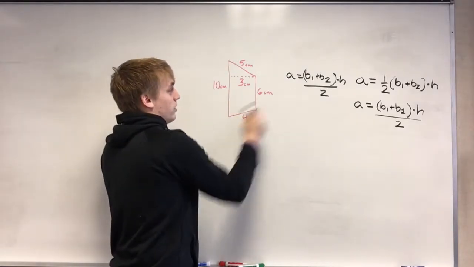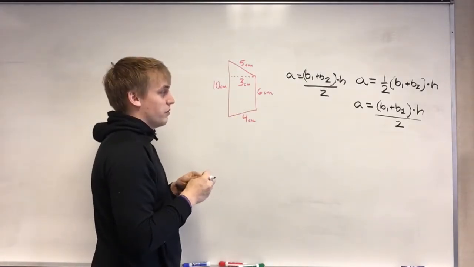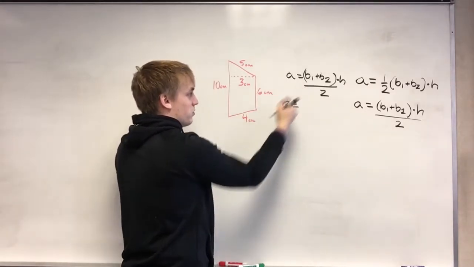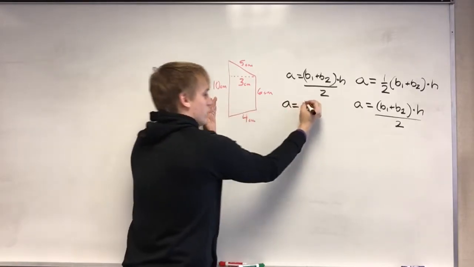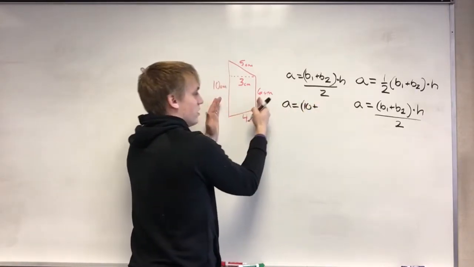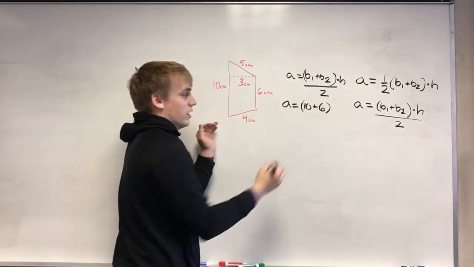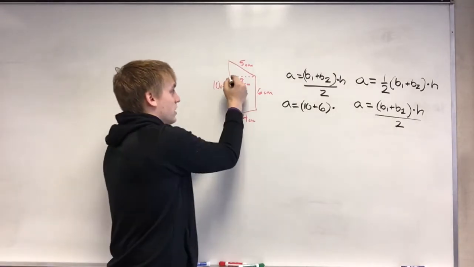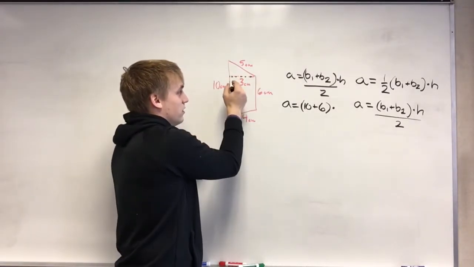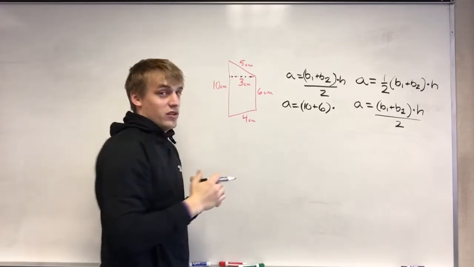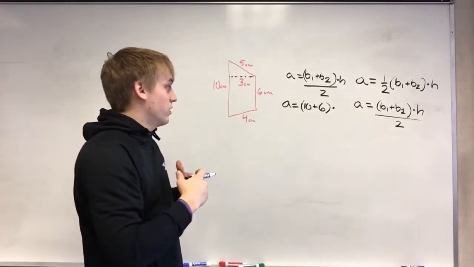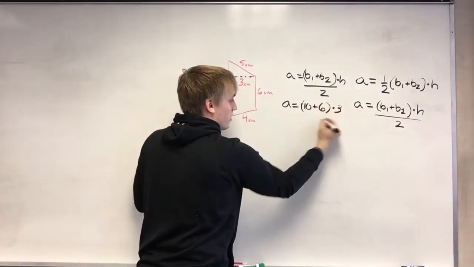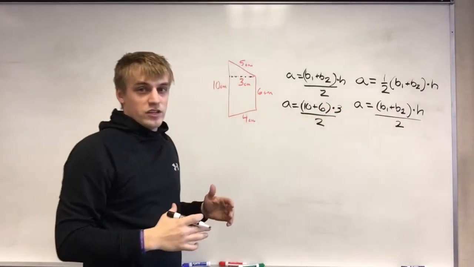So if I'm going to start this, I don't know the area, so A equals base 1. I'm going to pick one of the parallel lines. I'm going to say that this is 10, plus the other parallel line, which is 6. The height is what connects the parallel lines. In this case it's going to be this dotted line, because the height goes from base 1 to base 2. So the height is 3, divided by 2, and then you just have to solve it.